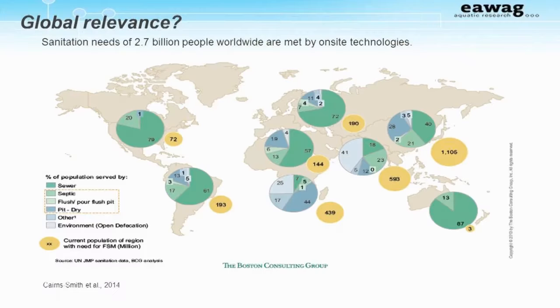Fecal sludge management represents a significant global need. The sanitation needs of 2.7 billion people worldwide are served by on-site sanitation technologies, 1 billion of these living in urban areas across Africa, Asia, and Latin America. This is expected to grow to 5 billion by 2030. In many cities, on-site technologies have much wider coverage than sewer systems. For example, in sub-Saharan Africa, up to 100% of sanitation access in urban areas is provided through on-site technologies, and also many cities in Asia.